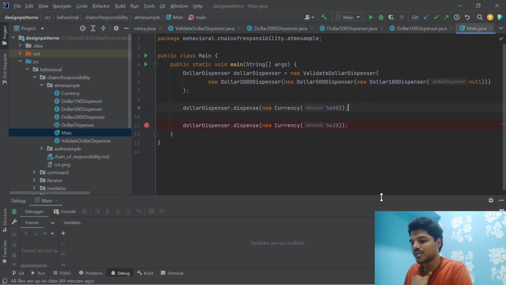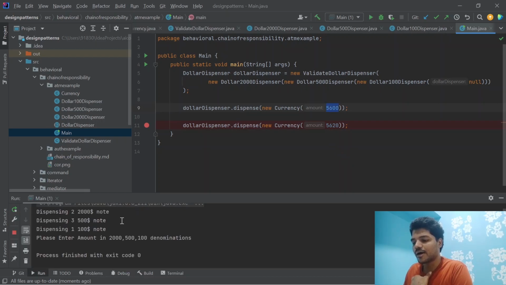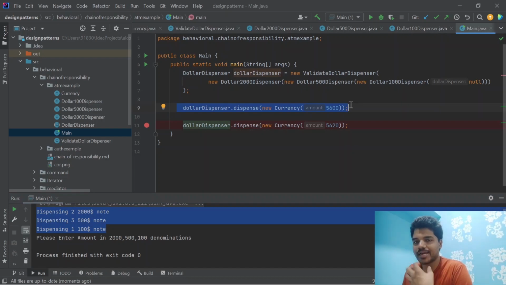Let's say you are executing this program. When you execute this program, you will get two 2000 notes, three 500 notes, and one 100 note. This is for the first one. So successfully we have taken money from the ATM. Let's say here I am giving 5620.